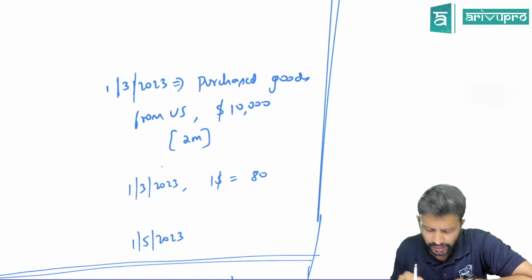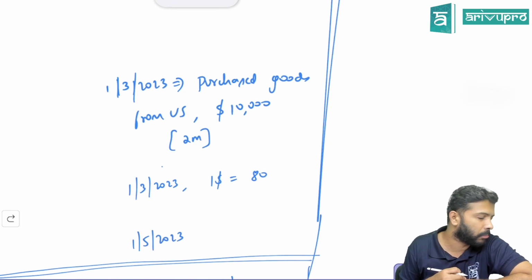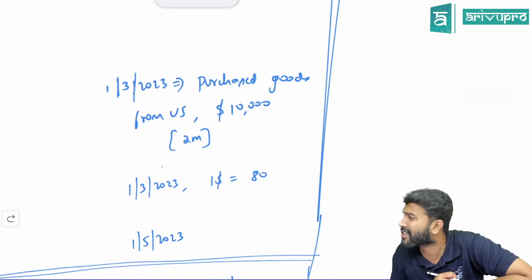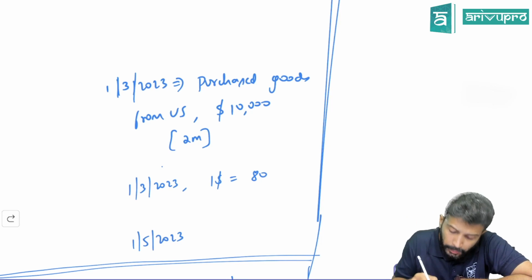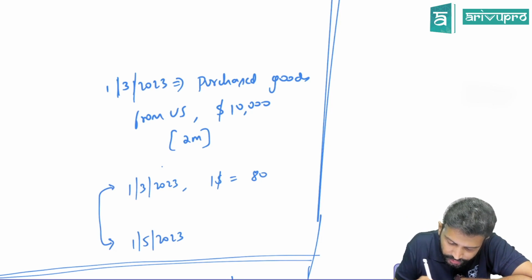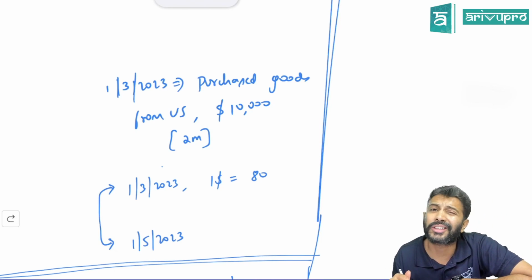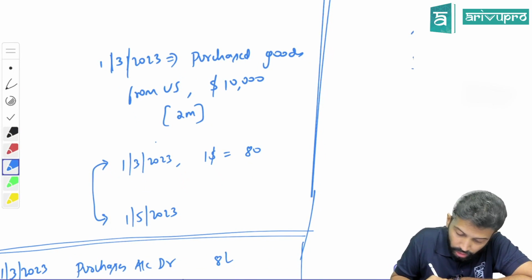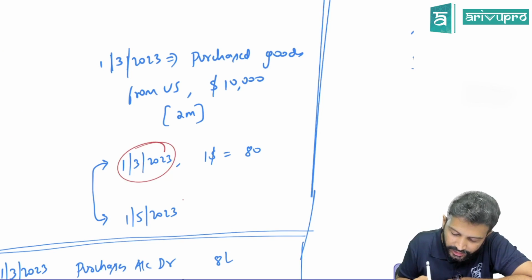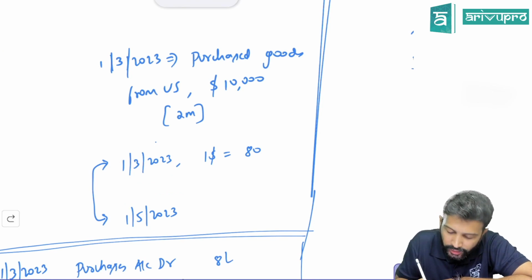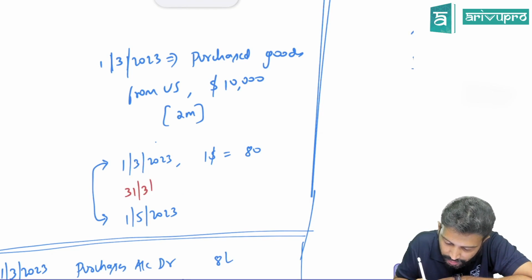Correct, sir? I have done the transaction on 1st March, but I have to pay him only on 1st May. All right. Between these two dates, there is one important date. Can you tell me what is that important date? No. This is the transaction date. This is the due date. Between these two dates, there is one important date that comes, which is what?